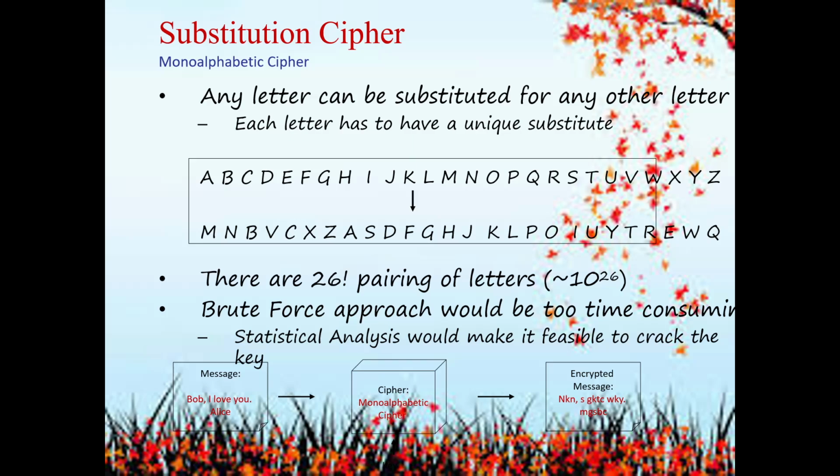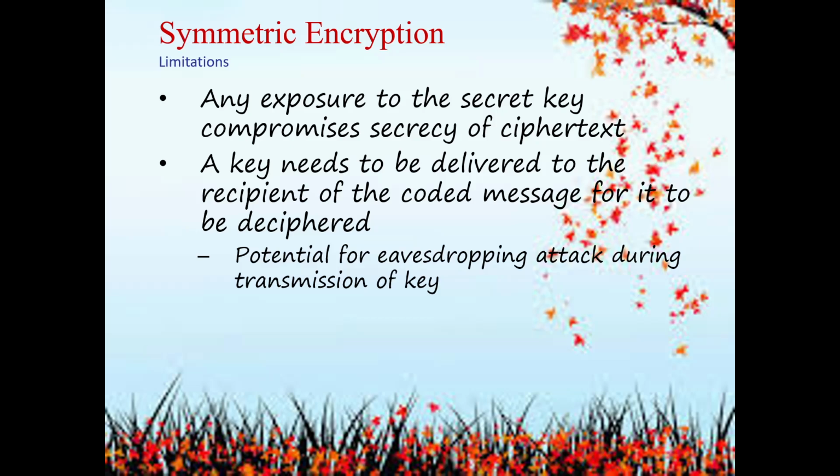The second one is the mono-alphabetic cipher. Here we substitute whatever we like. For instance, for A you can use M, and for I we can use S, whatever possibilities we can use to convert the alphabets. There are 26 letters, so about 10^26 possibilities. A brute force approach would be too time consuming. So a message is converted into cipher text using this mapping so that the eavesdropper cannot find the keys.